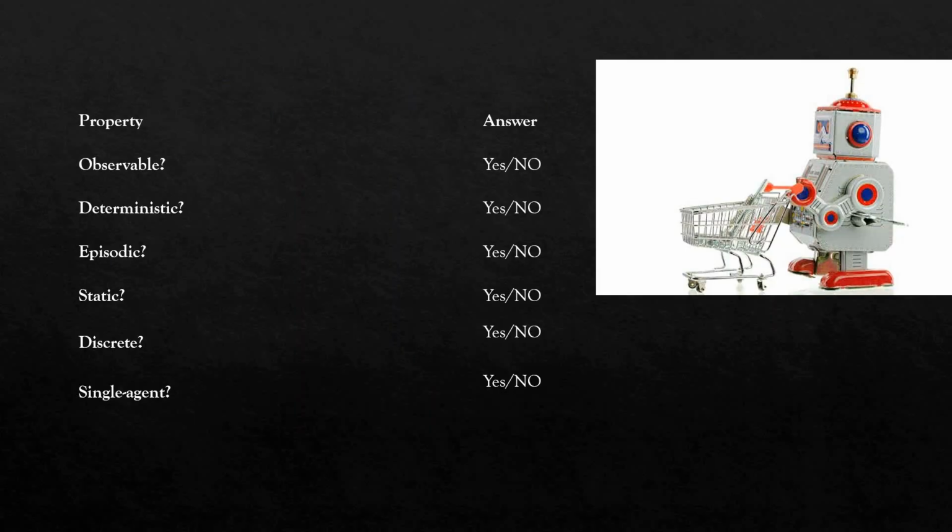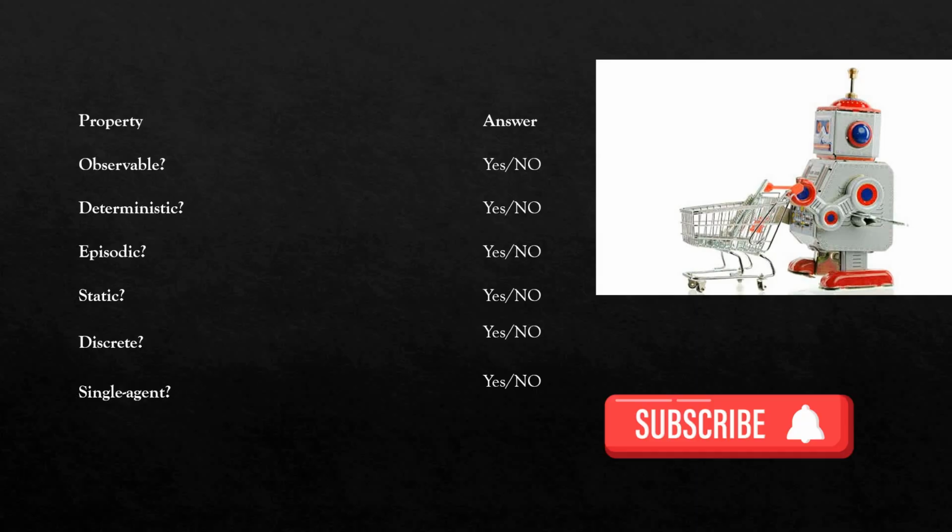So with everything explained, I have an example for you here. This is a question about the internet shopping agent. What do you think? The environment that it's in: is it observable, is it deterministic, is it episodic, static, discrete? Let me know your answers in the comment section, and I will provide the answers in my next video.